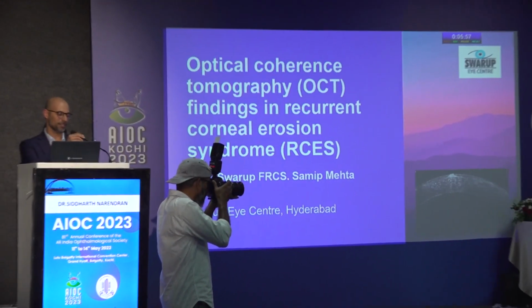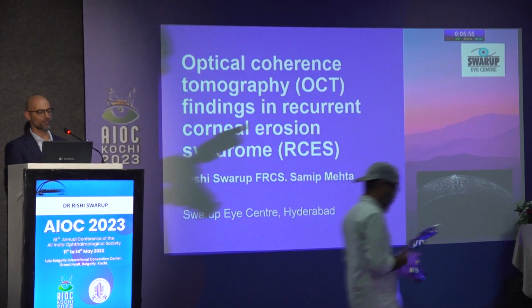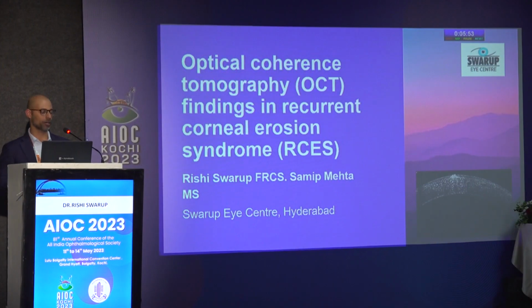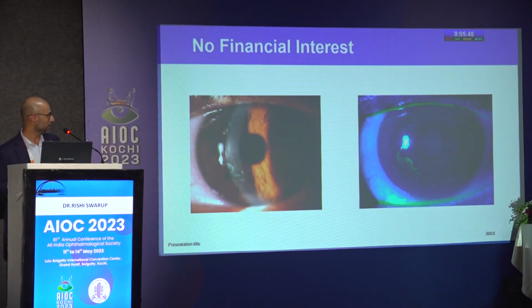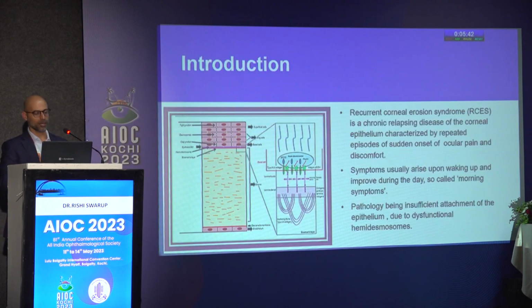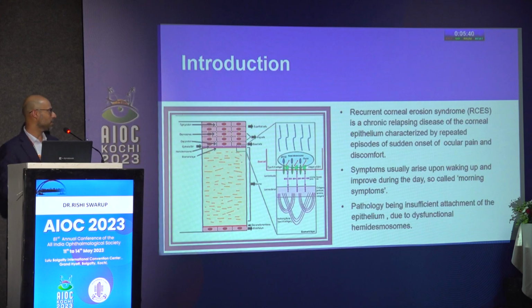Good afternoon. This is a short presentation on the use of optical coherence tomography in recurrent corneal erosion syndrome, something I think all of us have seen in our clinic. That's what a typical RCE looks like on the slit lamp and when negative staining with fluorescein. As we know, this is a chronic relapsing disease of the cornea in which the patient wakes up with sudden pain and morning symptoms on waking up suddenly.